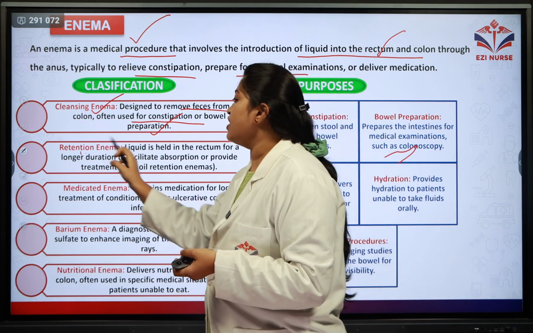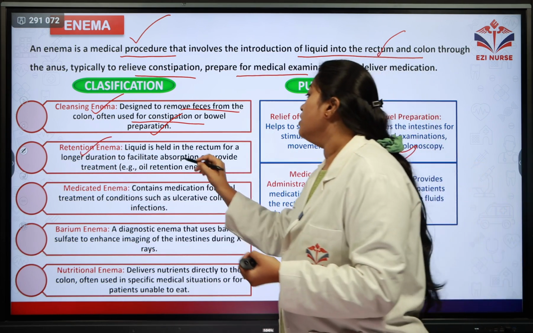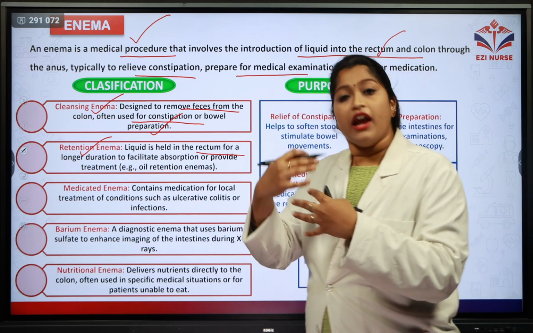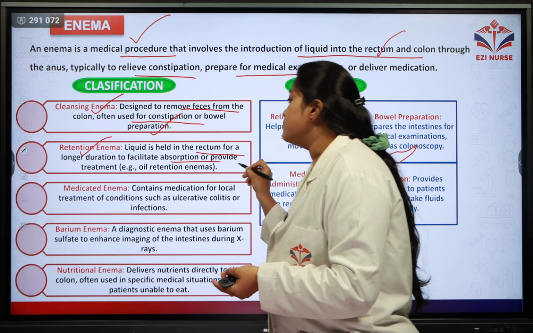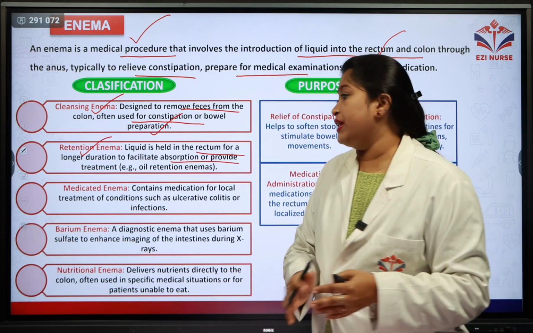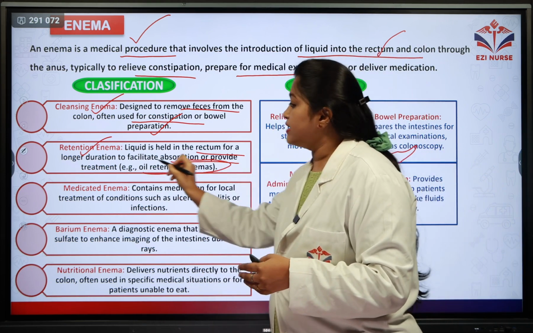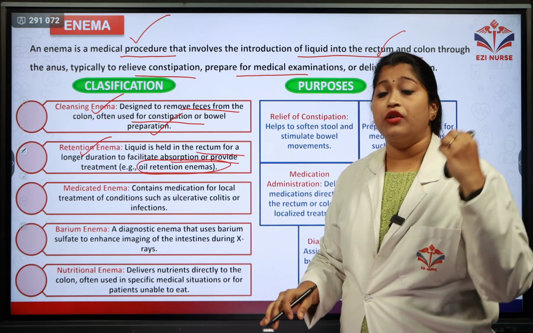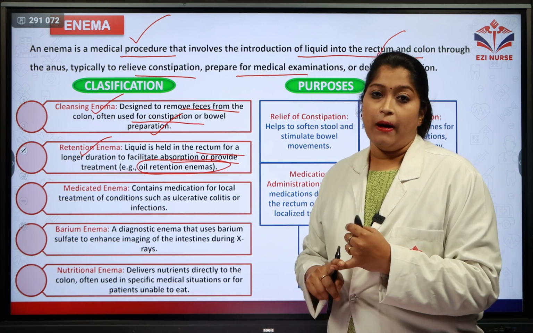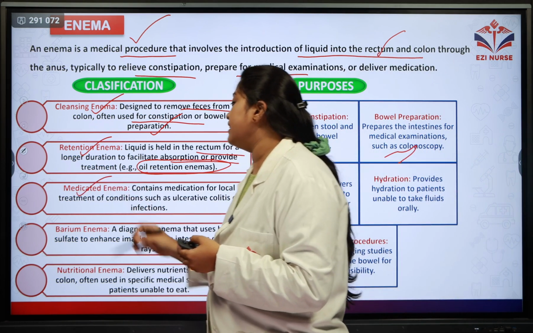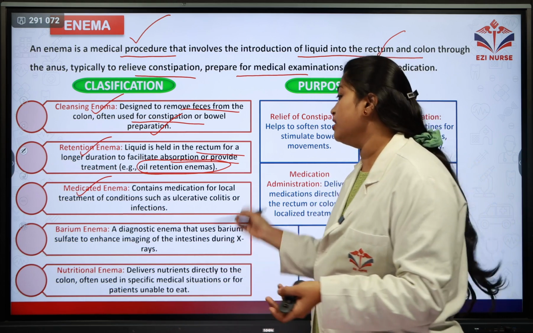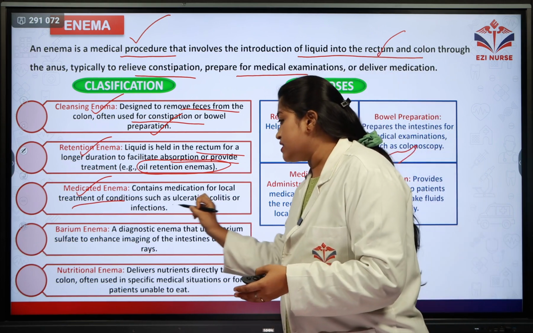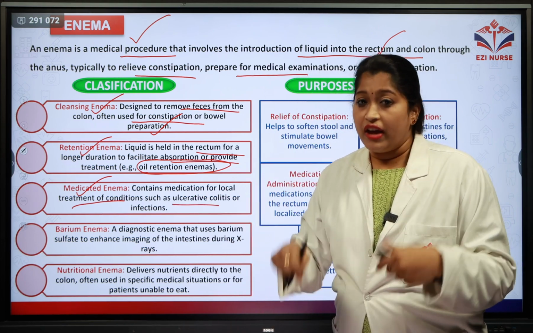The second one is the retention enema. The liquid is held in the rectum for a longer duration under the retention enema in order to increase the absorption and provide the treatment for that patient. The most told example is oil retention enema, which is one good example of a retention enema. The third one is medicated enema. It contains medication for local treatment of conditions such as ulcers, ulcerative colitis, or any kind of infections.